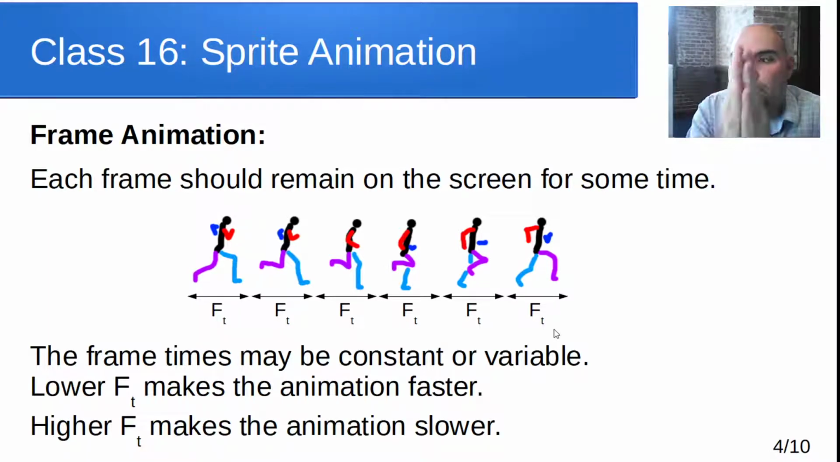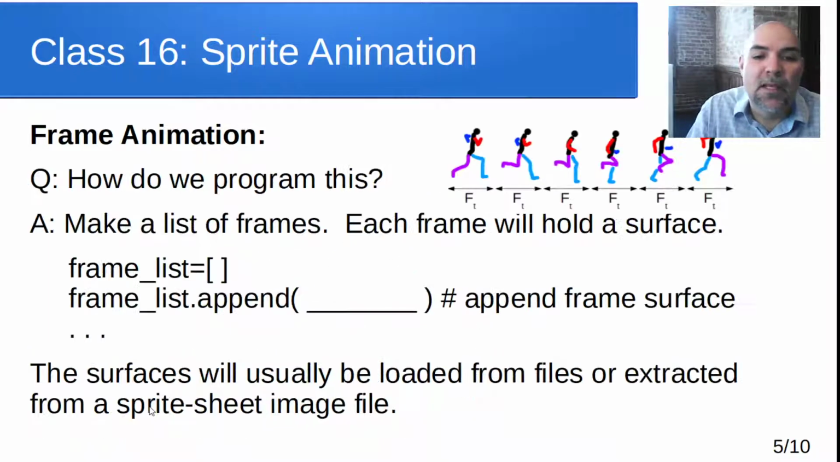So for example, the difference between an animation of something doing this, if I slow that down, it's just more time between each of the frames, than if I do it fast, that's less time between each of the frames. So you can programmatically change that to match things in the game if you want to.